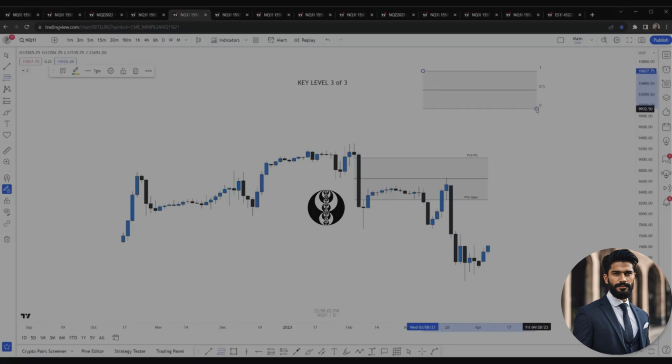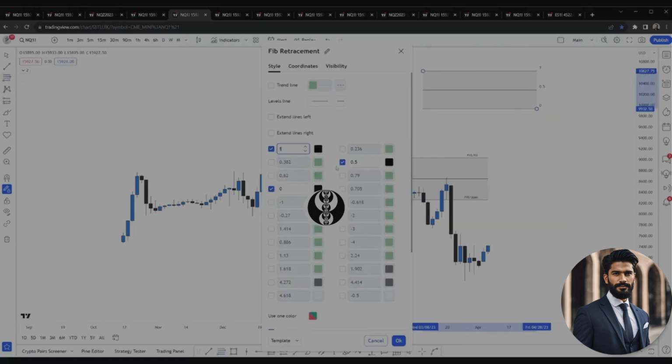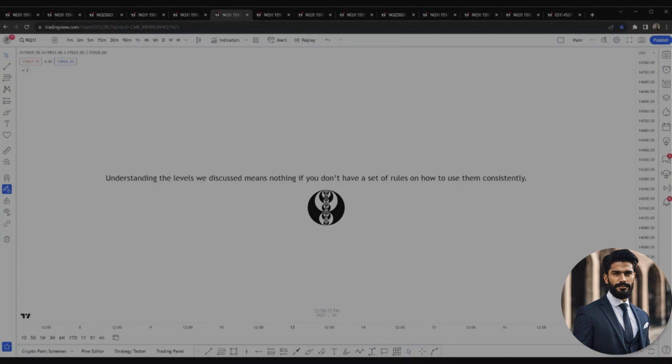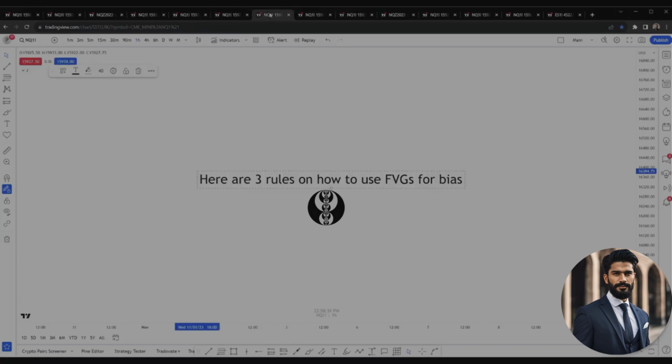Now, midpoint can be found by using a fib tool. You go right up here to the left, and you need to have these settings right here. You can make whatever color you want, but 1, 0, and 0.5 are the settings you need. But I want to be very clear that just understanding these levels alone means nothing if you don't have a set of rules on how to use them consistently. So here are the 3 rules on how to use these levels for fair value gaps for bias.